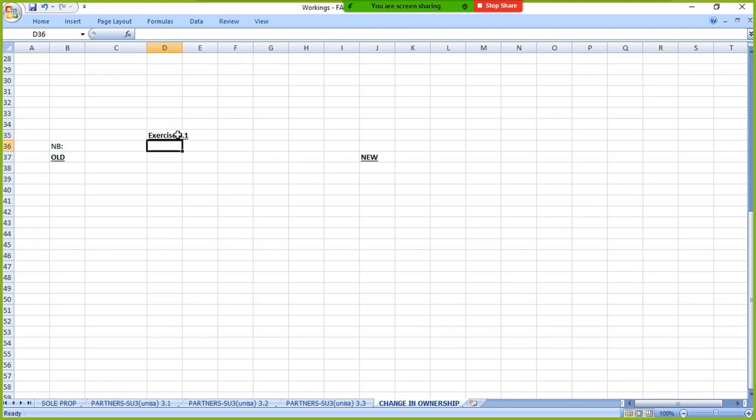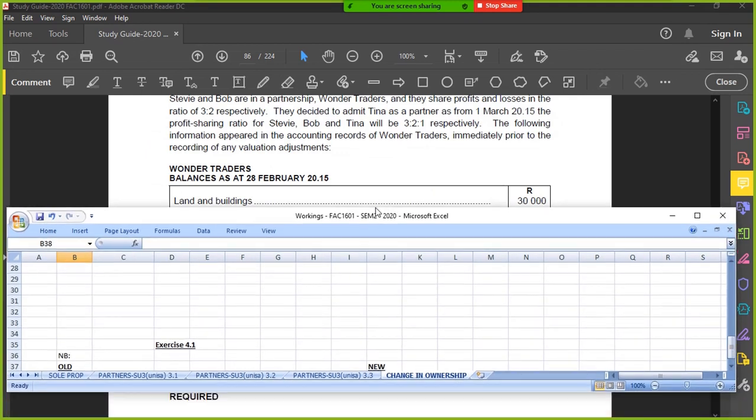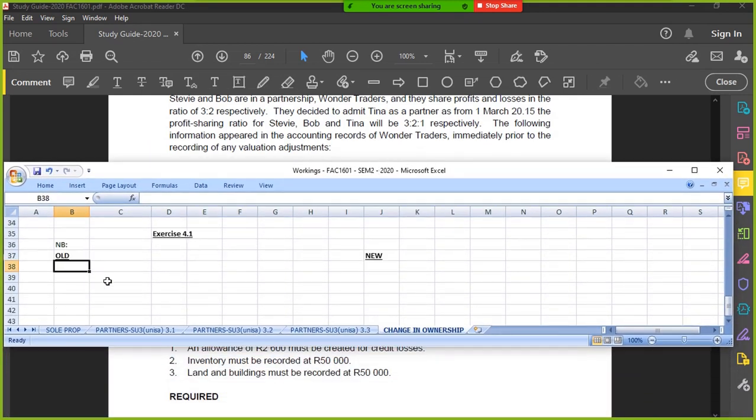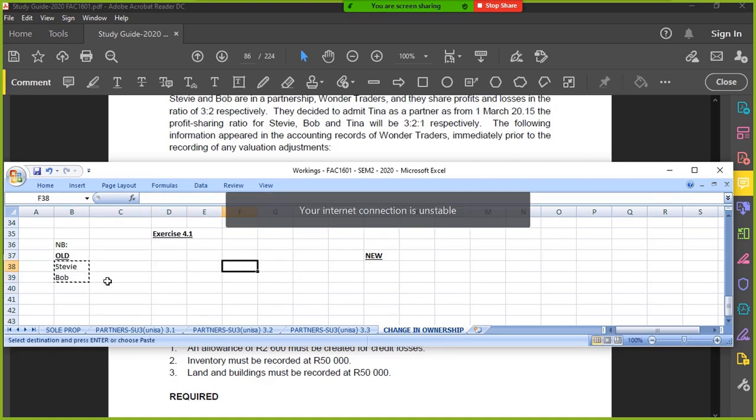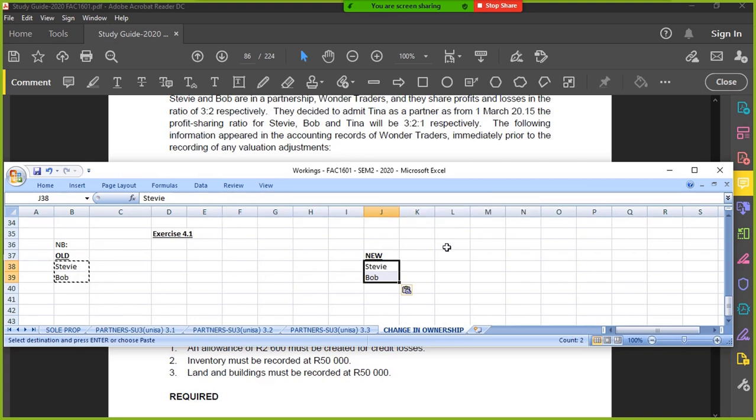3/5. Yes, write in the Bob, two partners. It's 2/5. They decide to admit Tina as a partner as from 1 March 2015. The profit ratios for Stevie, Bob, and Tina will be, okay, they give it to us, 3:2:1, respectively.